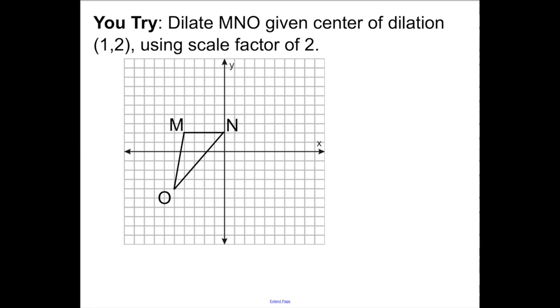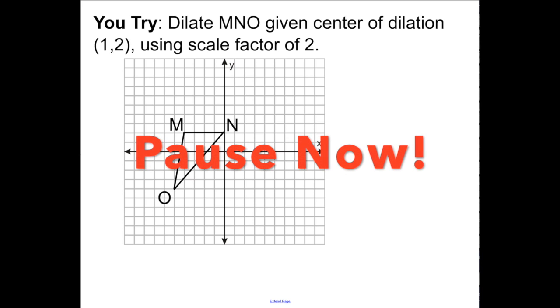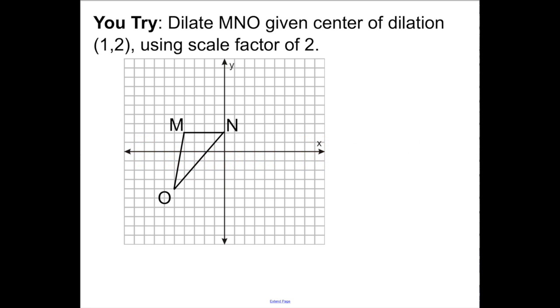Okay, so we're going to pause the video. We're going to try to do the dilation, and then in a minute, we're going to unpause, and I will show you how to do the dilation. All right, so remember where we're going to start. We're going to start by hiding our important info. So the 1, 2, and the 2. So remember, identify my center of dilation, my scale factor of 2.